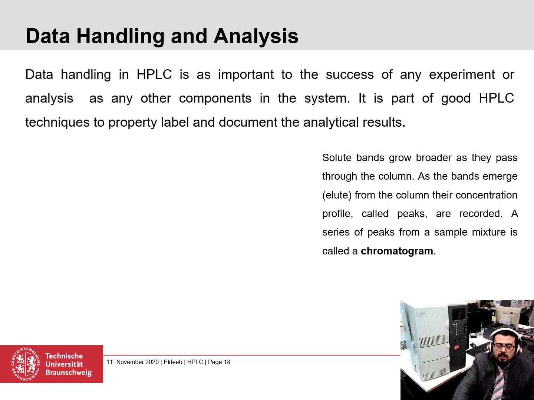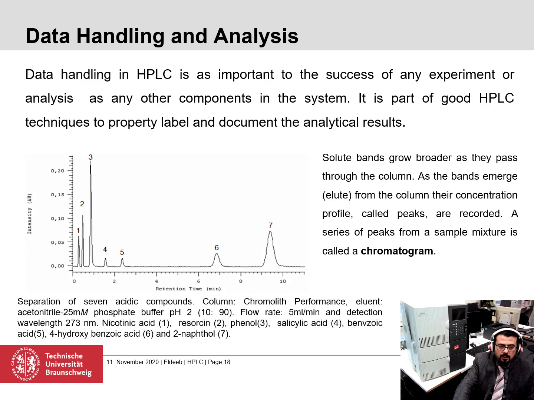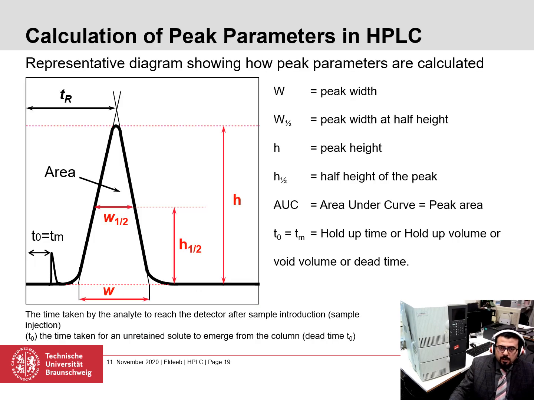And now about data handling and analysis. In fact, data handling and analysis is currently easy because of the presence of advanced computer softwares. The output of HPLC is a chromatogram, as you can see in this figure. And the chromatogram is a plot of peak intensity against migration time in minute. And from this chromatogram and the peak parameters, we can handle and calculate the data. So here you see the peak parameters.